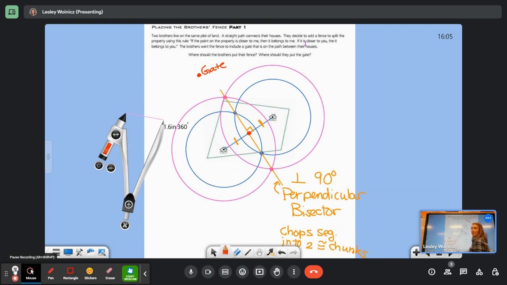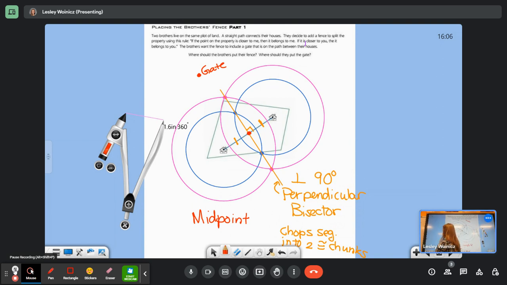Okay, that point also has a special name. It is called the midpoint. Okay, it is halfway between the endpoints of the segment. It also is a bisector of the segment, chopping the segment into two congruent chunks that have equal measures.